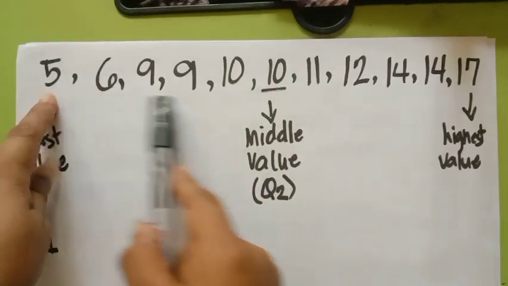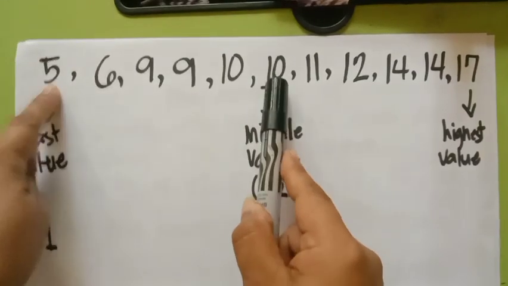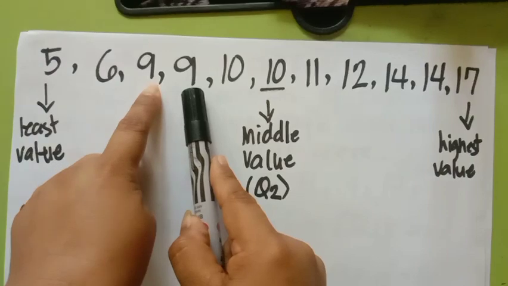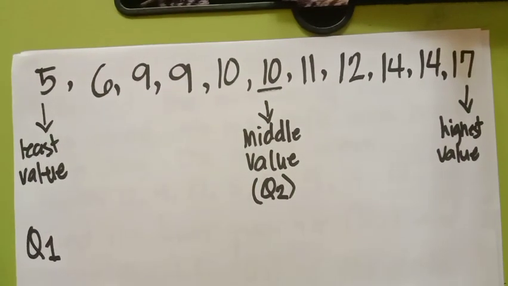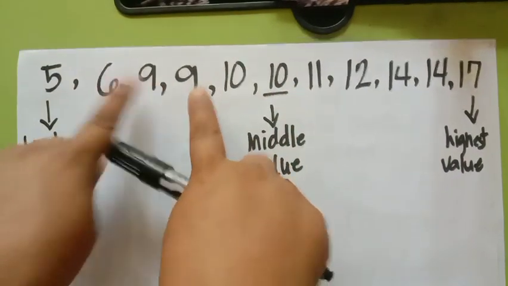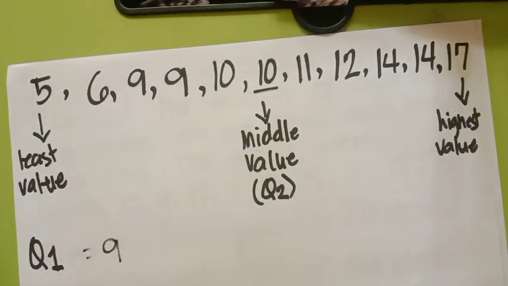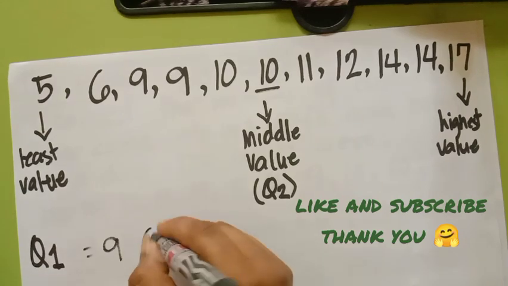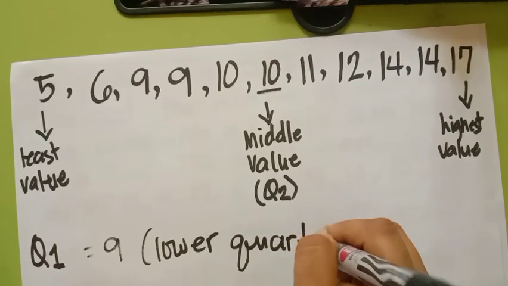So, ito yung ating lower half. Ano yung gitna niya? So, the middle value is 9. Tama ba? Kasi kung ito yung least, ito yung middle value, ang nasa pagitan niya is yung 9. So, Q1 is equal to 9. Therefore, the lower quartile is equal to 9. This is our lower quartile.